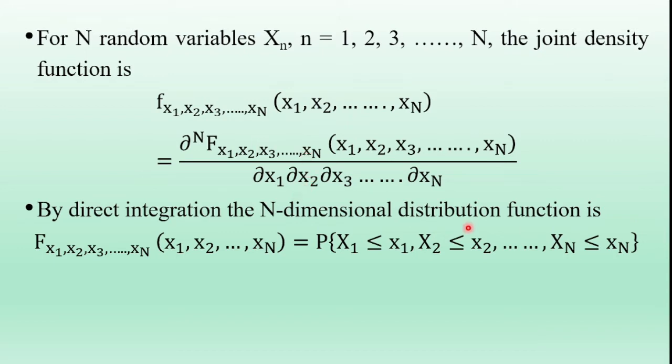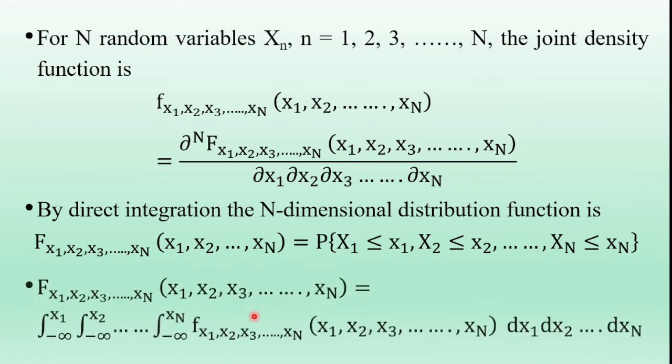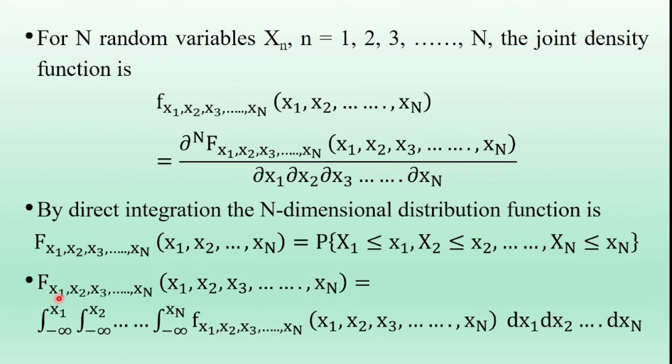Similarly, for n random variables, the distribution function is equal to the integral of the density function. That is, capital F_X1X2...Xn(x1, x2, x3, ..., xn) is equal to the integral from minus infinity to x1, the integral from minus infinity to x2, and so on up to the integral from minus infinity to xn, of small f_X1X2...Xn(x1, x2, x3, ..., xn), dx1 dx2 ... dxn.